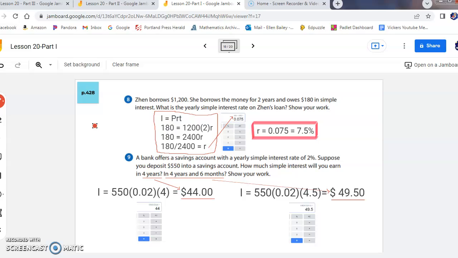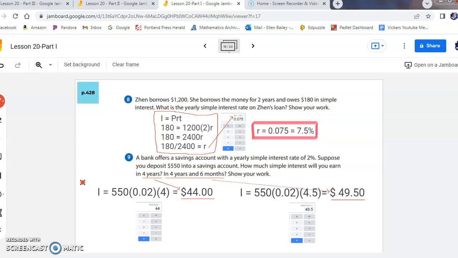All right, let's look at number 9. A bank offers a savings account with a yearly simple interest rate of 2%. Suppose you deposit $550 into a savings account. How much simple interest will you earn in 4 years? And then what about in 4 years and 6 months? Show your work. All right, so you guys, I just used the formula.